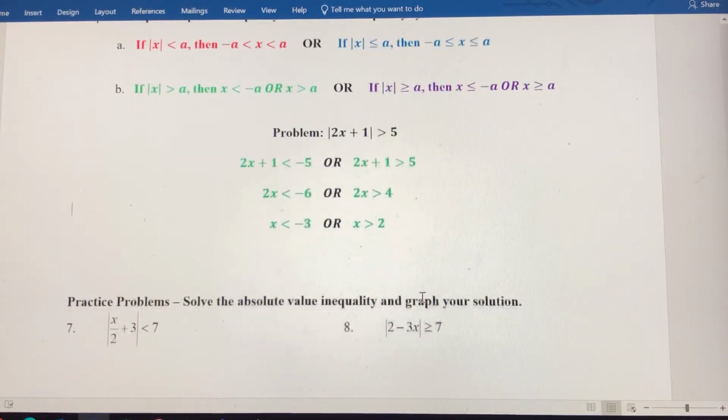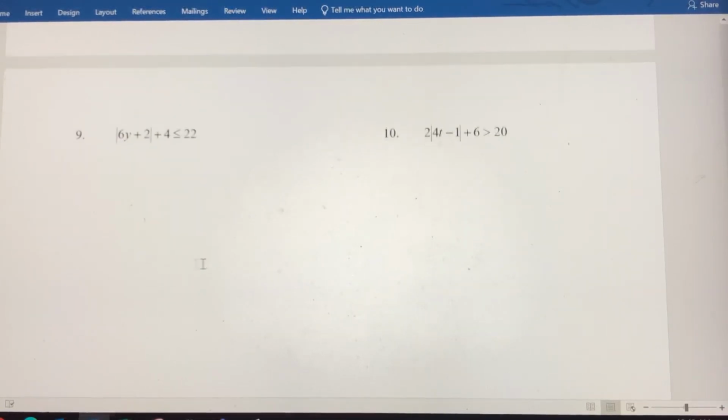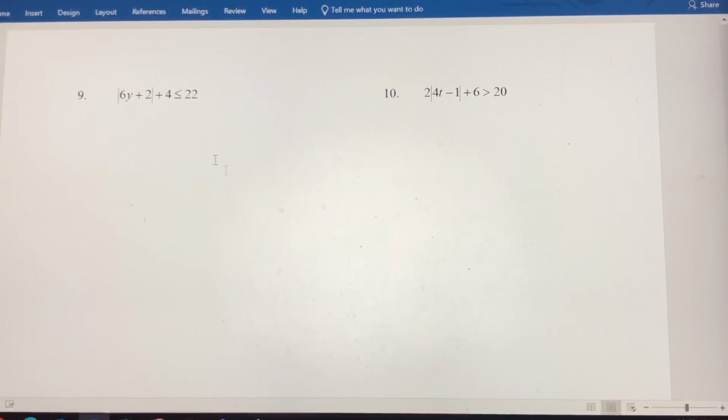All right? So I'm going to skip down here. I want to do one of these practice problems with you. We're going to do number 9 here. I wanted to do a less than problem with you. All right? So let's isolate first. So I'm going to subtract 4 from both sides. Okay? Now that it's isolated, I need to read this inequality symbol.